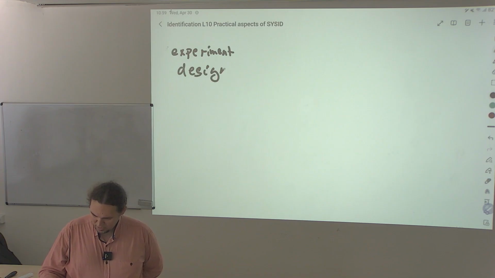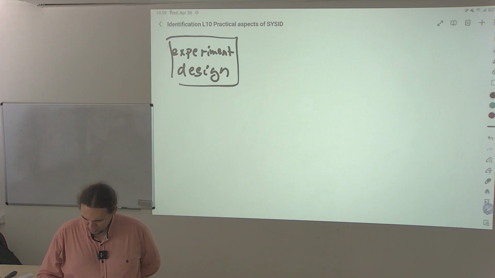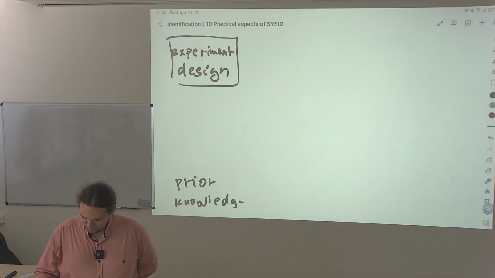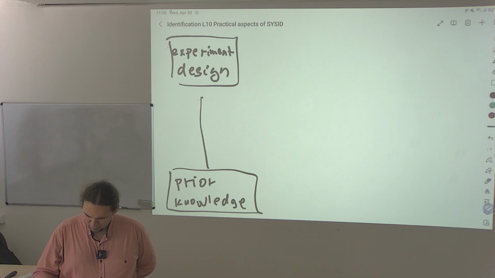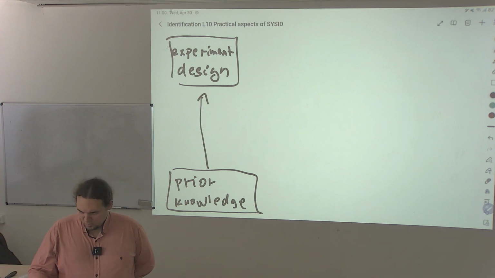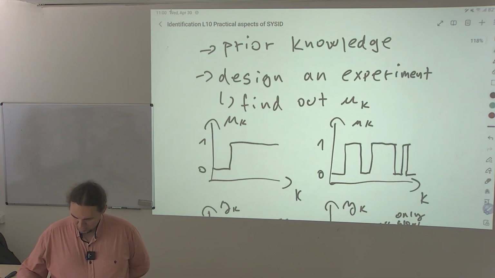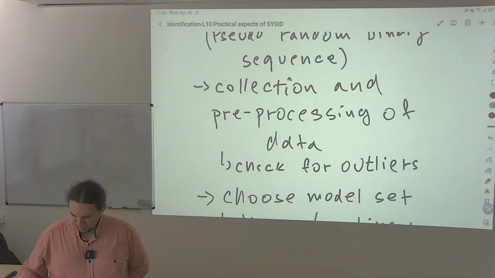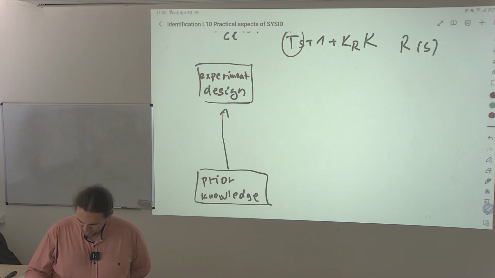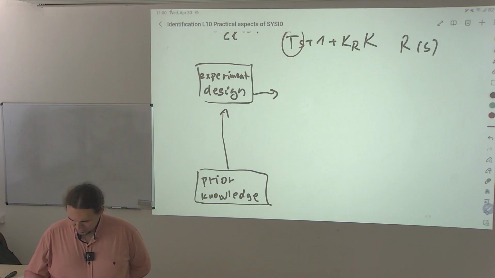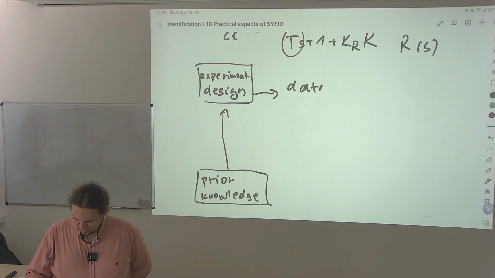Experiment design. We can use some prior knowledge for that. Okay. Once we design an experiment, we do what? We collect and pre-process the data. So we have, let's call it, data collection.